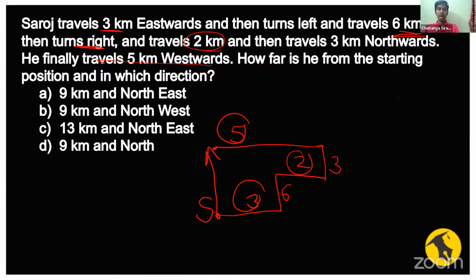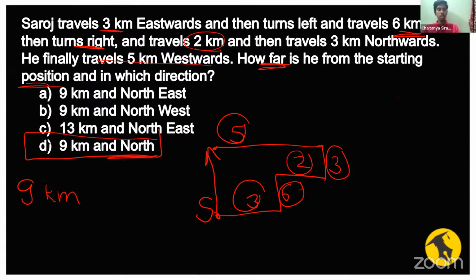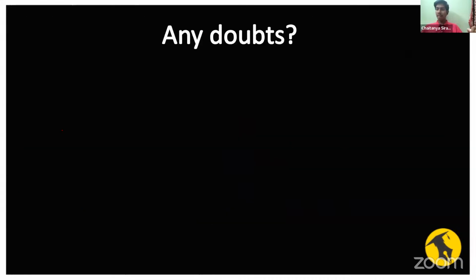So they are asking how far is he from the starting point. So the only distance here is the vertical distance. So if you add 6 and 3, you will get 9 kilometers, and he is towards west north direction. So the correct answer is option D. All right. I hope you are clear with the question. It was a fairly easy question, I believe. Okay. So if you have any doubts, now is the time to ask.